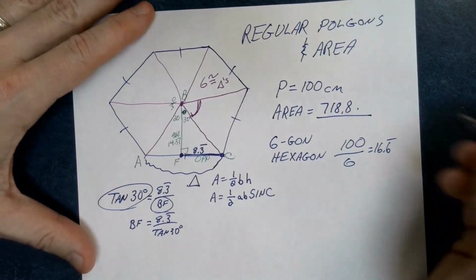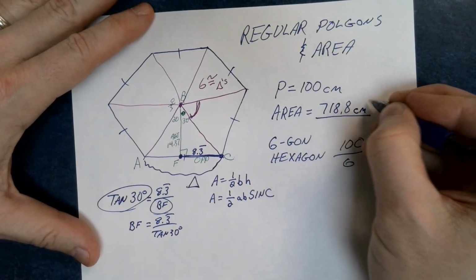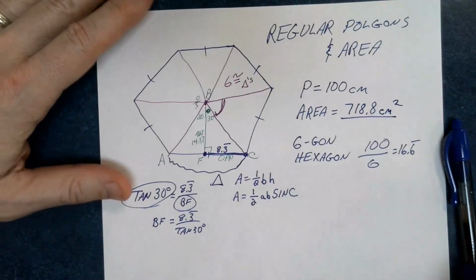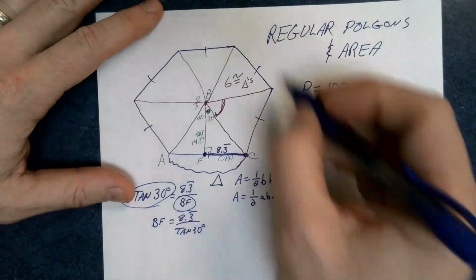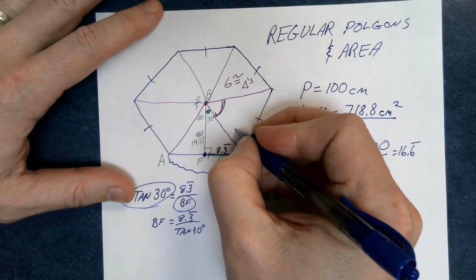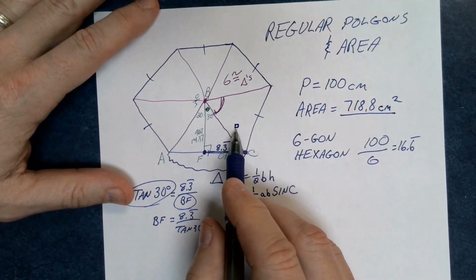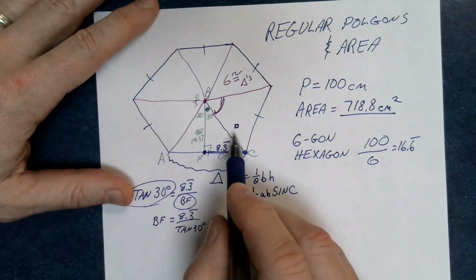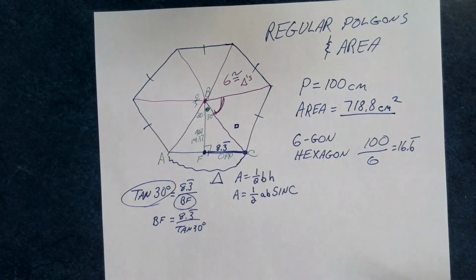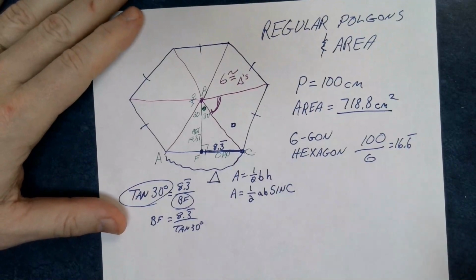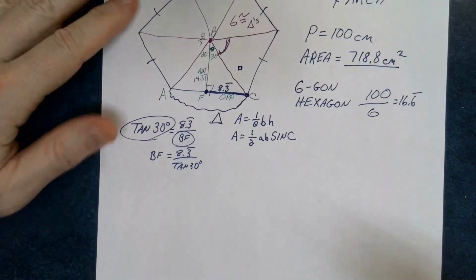What did I use here? Centimeters? So square centimeters. So that means if the whole thing's 100 centimeters around, there's like 718 of those little things that can fit inside here, square centimeters, if that was 1 centimeter by 1 centimeter squared. Okay? So I'm going to go ahead and do another one right now.